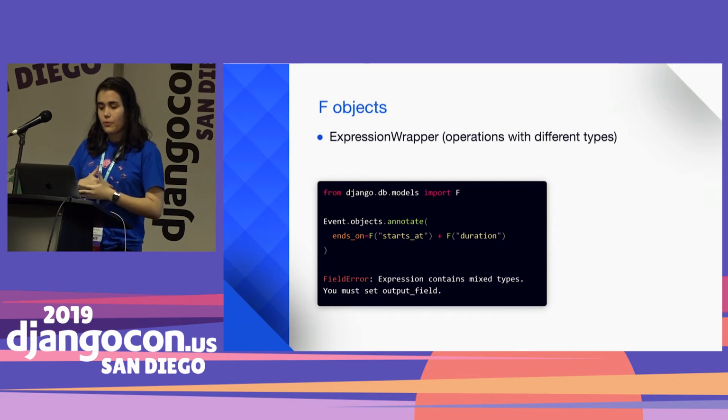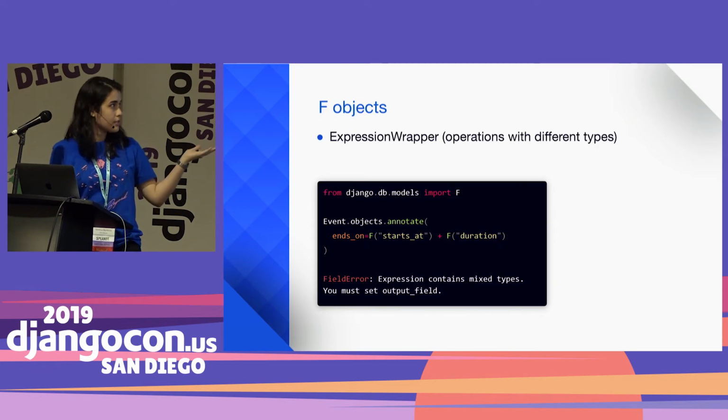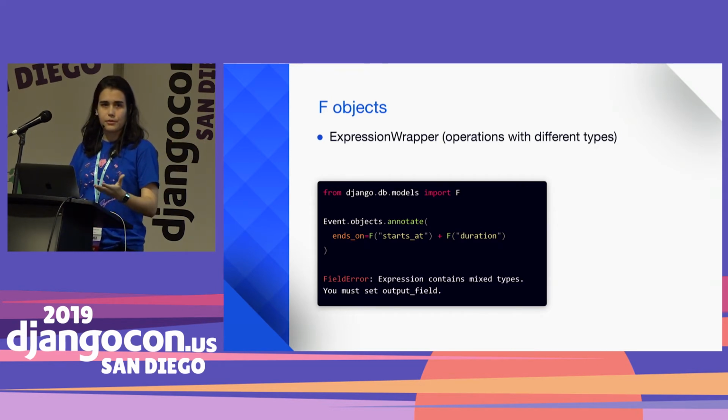In the previous example, we used F with two fields, but both were integers. So in case we want to do operations with fields of different types, we have to use something called ExpressionWrapper. Because when you try to, for example, in our event model, sum the event duration with the starts at, Django is going to throw a FieldError because it's a duration field and a datetime field, different types.